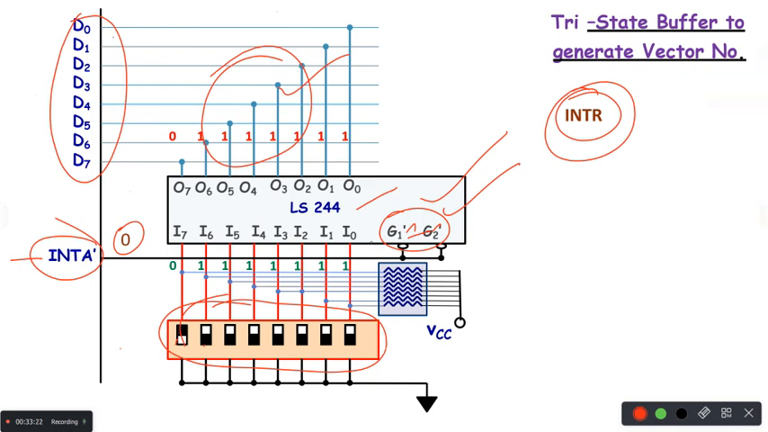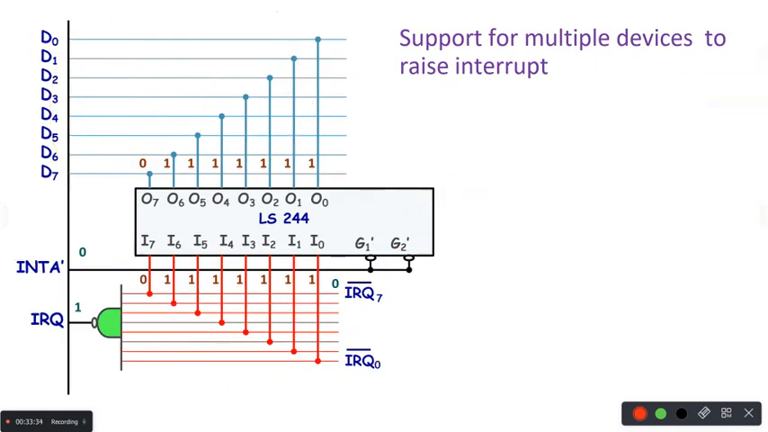So have you understood now? Whenever the microprocessor is interrupted by giving a high signal to interrupt, this is how the interrupt vector is generated. This is the circuit. Okay, so now see this one.